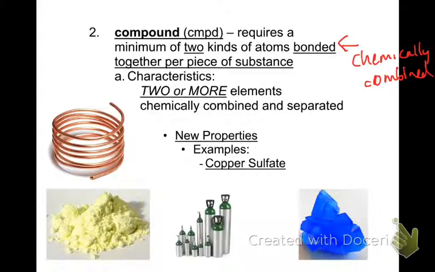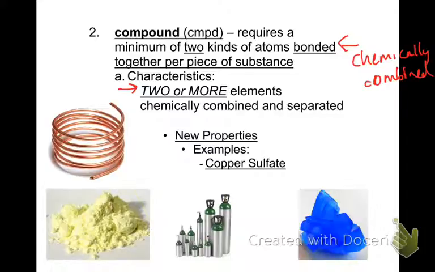Bam. Chemically combined. So, elements that are chemically combined are known as a compound, which means since they're chemically combined, they have to be chemically separated. The characteristics that we look for would be to look for 2 or more elements themselves. So, the first thing that we want to check out is to see, do we have new properties?